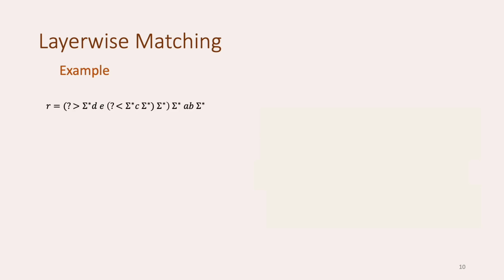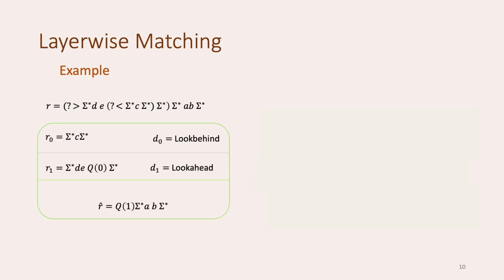Let us consider this regular expression. It has a top level look ahead. Inside this look ahead, there is a nested look behind. Our algorithm decomposes the regular expression into multiple layers, one layer for each look around. At the very bottom layer, we have the expression R0. This expression is looking for the presence of a C in the past.